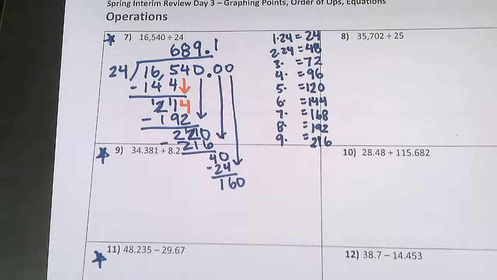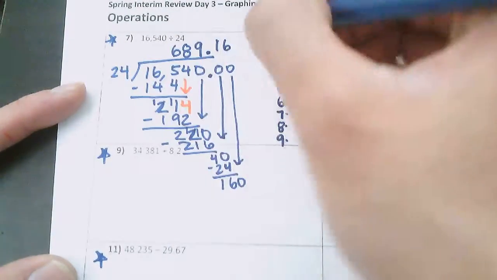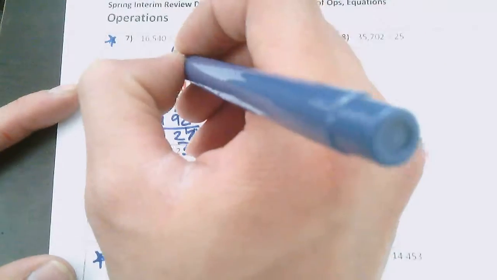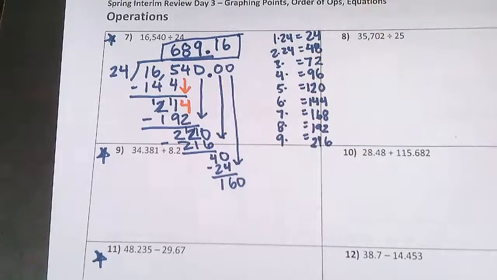And from here, I'm just checking with a calculator. Okay. So in this one, actually, I'm going to have you, this would be a 6 here. I'm just going to have you stop there because it actually goes on forever. So just stop there. 689.16.